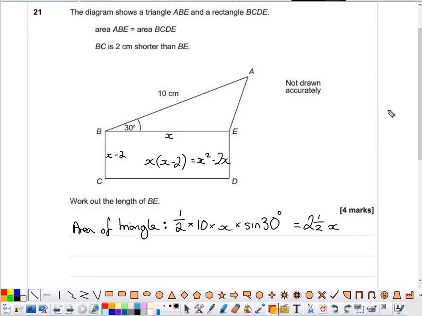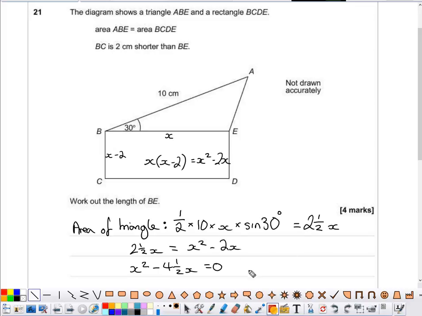This doesn't help us entirely to work out what X is yet until we put it equal to the area of the rectangle. So if we know now that 2.5X is equal to X squared subtract 2X, what we can do is rearrange this by subtracting the 2.5X, and we end up with X squared minus 4.5X equals 0.